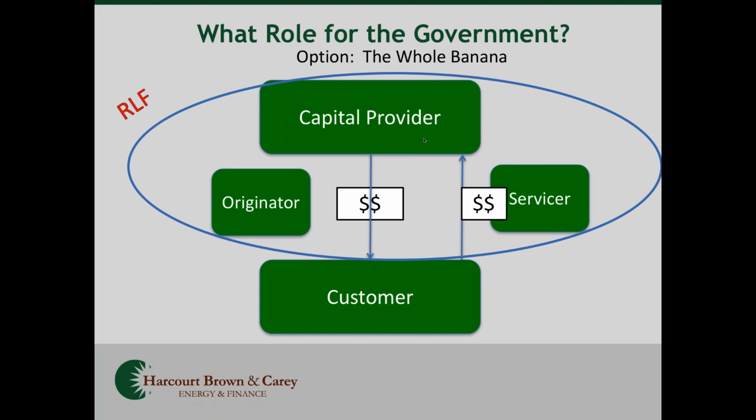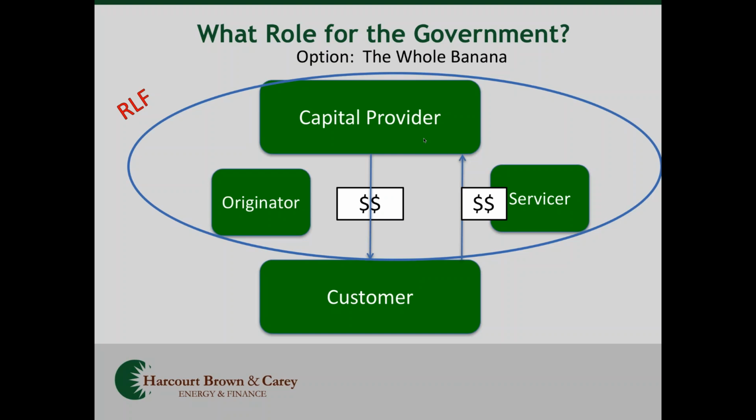So now, take all that together and think about the various roles that one can play, and what the roles of government are. Option number one, in the revolving loan fund area, I'll call it the whole banana. In other words, government does everything from provide the capital to originate to service.